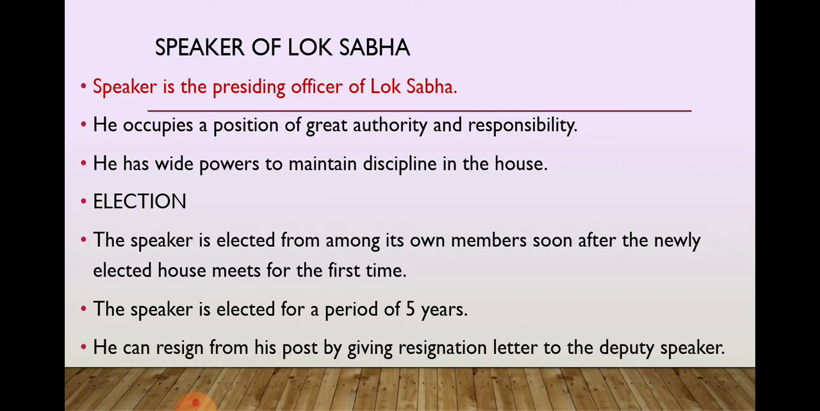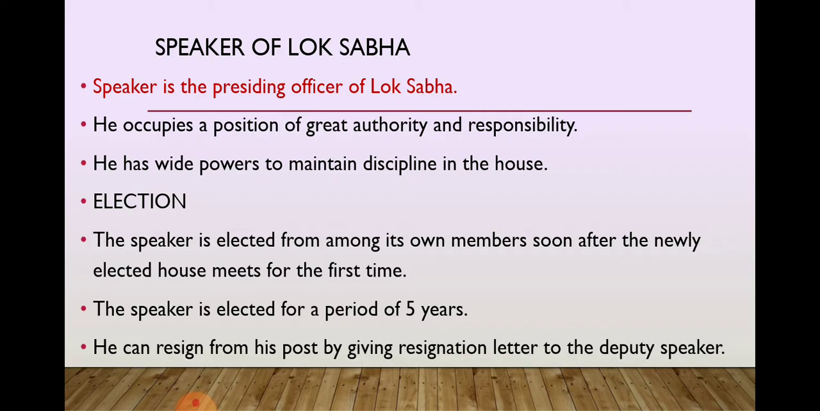He has wide powers to maintain discipline in the House. In the Lok Sabha, there are around 552 members. Some belong to the ruling side and some belong to the opposition side. So frequently there are dialogues, there are arguments, and sometimes it goes in an indisciplined way. At that time, the Speaker maintains discipline in the House.